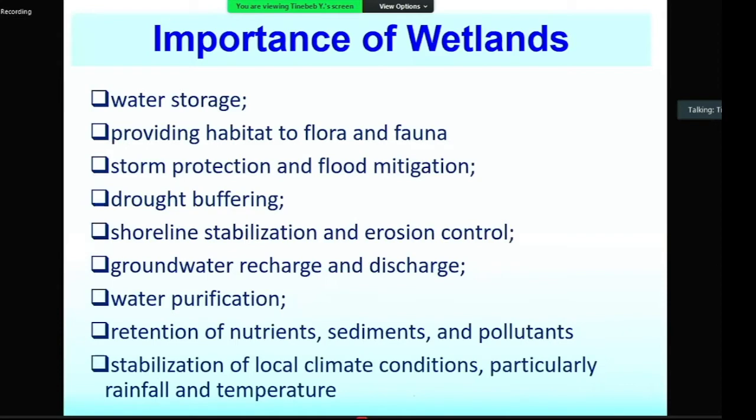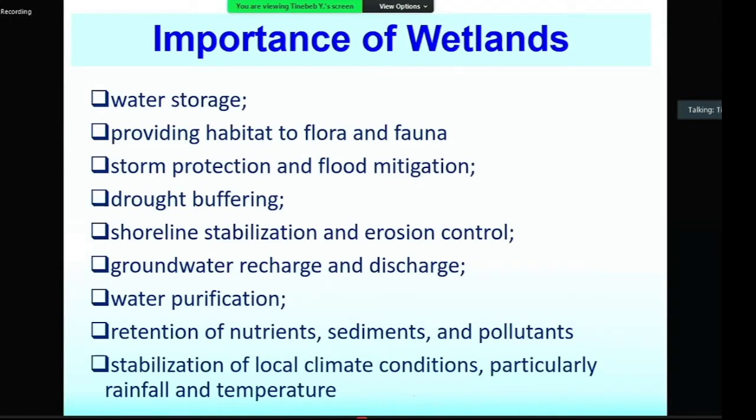So, why are we looking at wetlands? Wetlands have numerous importances for our ecosystem. We have tried to list them, but this is not limited to the importance of wetlands shown here. The first and foremost is water storage, which is beneficial to all the stakeholders and economists and all people interested in wetlands. The second is that it provides a habitat to flora and fauna, which is also an attraction for recreation and pleasure. Another benefit is storm protection and flood mitigation. In terms of flood mitigation, wetlands play a great role in mitigating floods and protecting against storms.